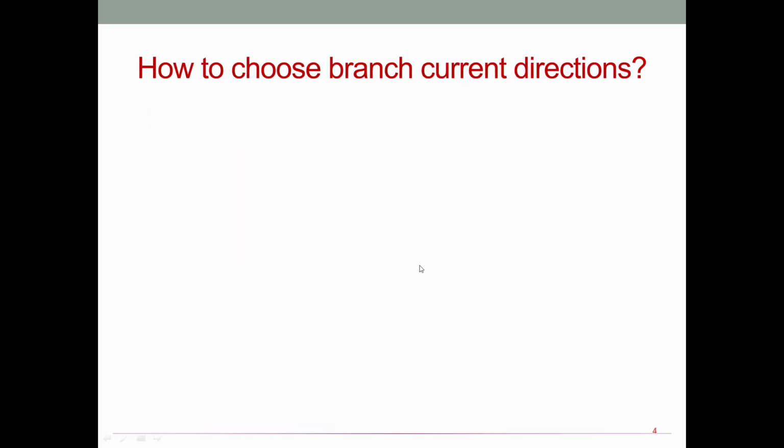So how to choose branch current direction? Branch current direction is very important while solving nodal analysis using KCL method. Once again, there are few constraints here. Choose any direction. There is no restriction, you can choose any direction.